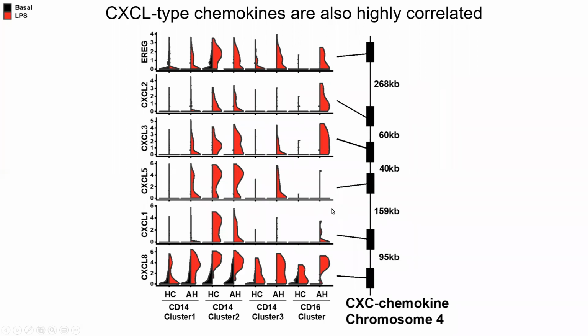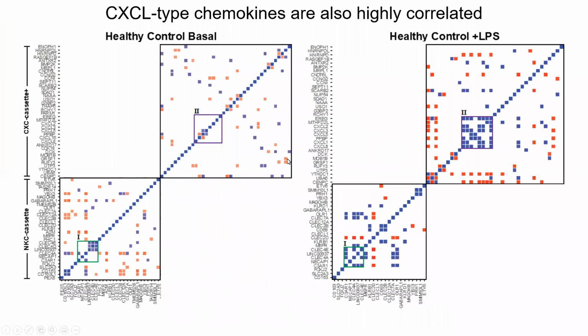So I had the same question: do the chemokines have correlated expression, because they sit next to each other in the genome, even though this genome region is quite a bit bigger than the Minkle region I was showing you before? And what we see is that this is in fact true. So here's the chemokine cassette, and here are the CXCLs. In healthy control basal, where they're unstimulated, we see little correlation. But in response to LPS, we see that the correlation goes up significantly.